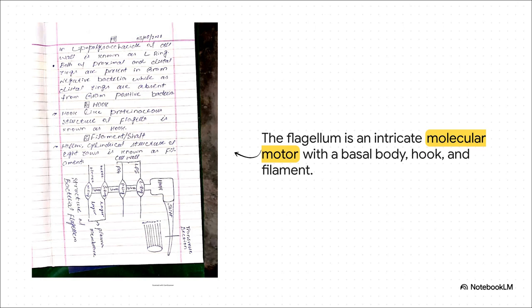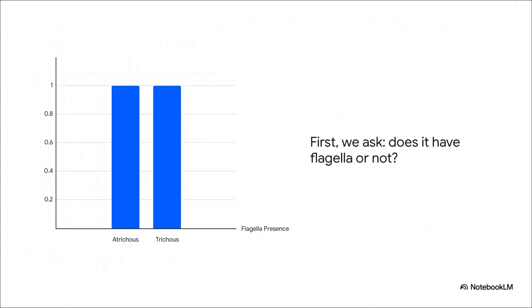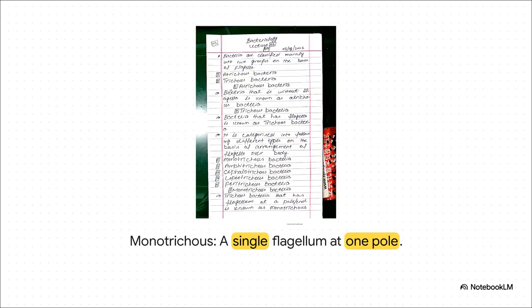You've got the basal body, which is embedded in the cell wall and literally rotates like a wheel. Then there's a hook that works like a universal joint, and the long filament part is the propeller. It's just amazing. So when it comes to classifying them, this gives us our first super simple yes or no question. Does it have a motor or not? The bacteria that don't have any flagella at all, we call those atrichous, and the ones that do, they're called trichous.